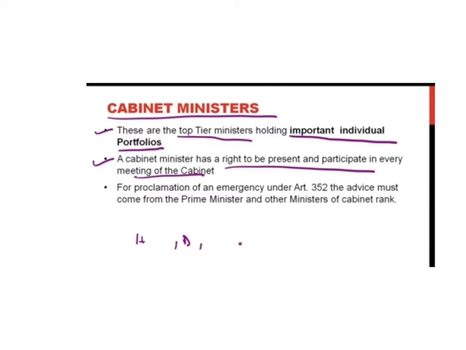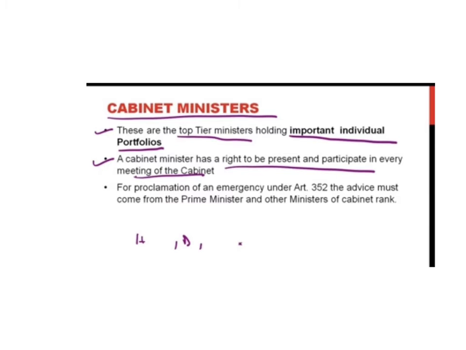Now these cabinet ministers are the top tier ministers holding important individual portfolios. That means a chief minister has a council of ministers, but in the council of ministers there is a place for the cabinet ministers. These cabinet ministers are the top tier of the ministry because they have their individual portfolios. Portfolios, as we discussed earlier, are nothing but the work which is given to a minister, like defense minister, education minister, finance minister. These are the portfolios: finance, defense, education, human development. These are the portfolios given to individuals. So the cabinet ministers are those ministers at the top tier rank of the ministry. They have their own individual portfolios.